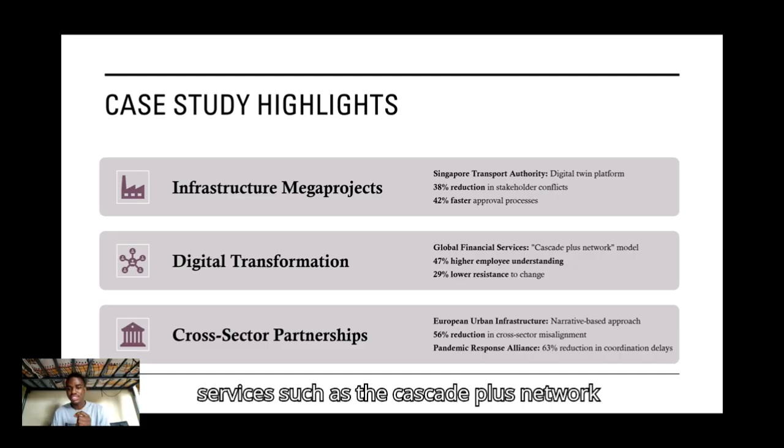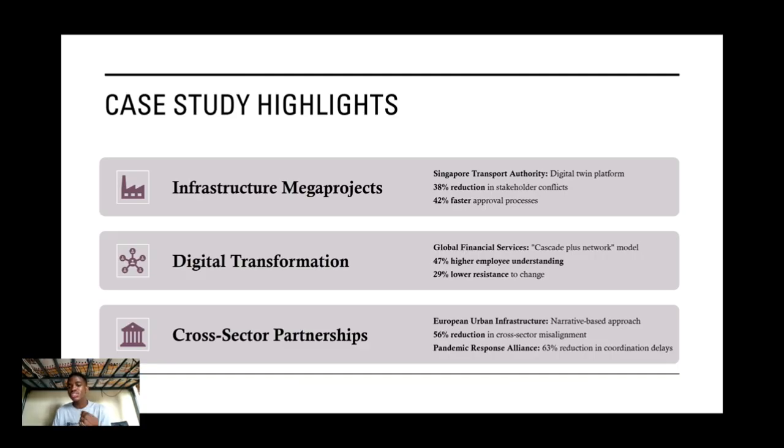Digital transformation in global financial services, such as the Cascade Plus network model, 47% higher employee understanding, 29% lower resistance to change. And if we're now looking at cross-sector partnerships, we'll see that the European urban infrastructure narrative-based approach achieved 56% reduction in cross-sector misalignments, and the pandemic response alliance, the PRA, 62% reduction in coordination delays.